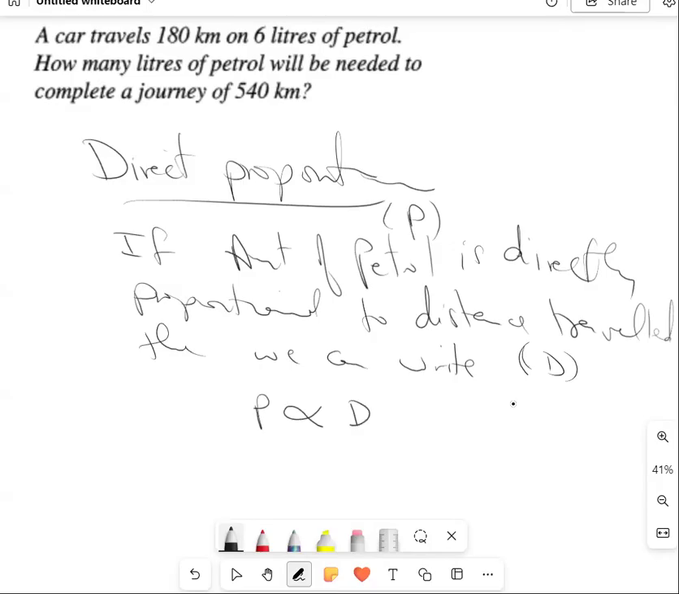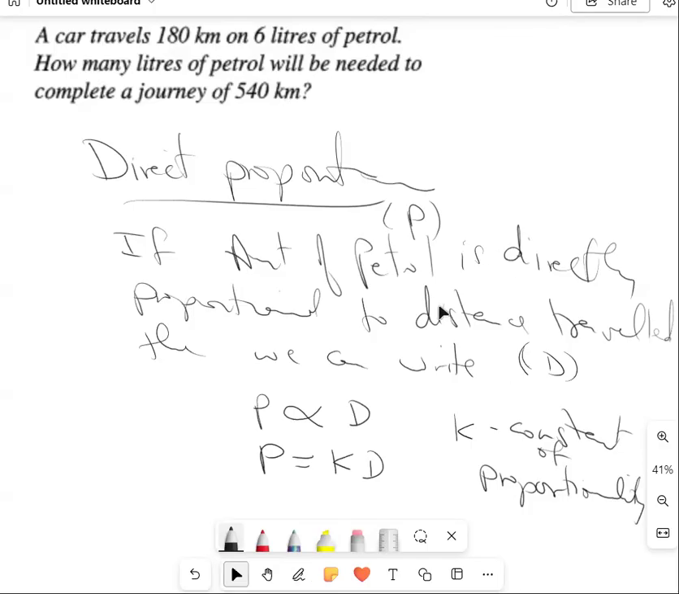And to eliminate the proportionality sign, because P is not equal to D, if you want to replace it with an equal sign, you have to put P equal KD. Now, K is called the constant of proportionality, right? And we need to evaluate it, right? We need to evaluate it.